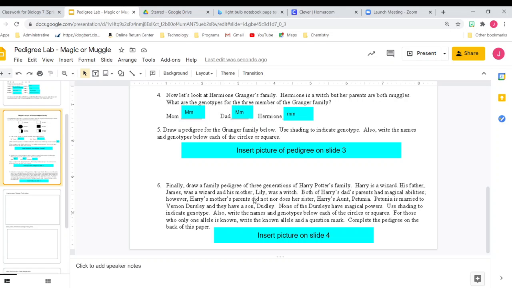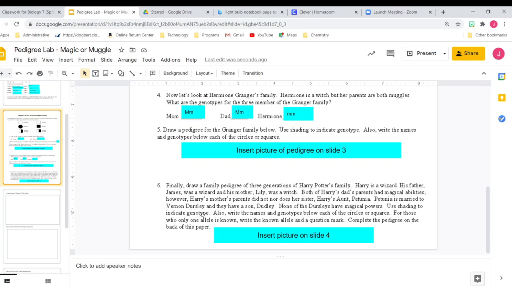However, Harry's mother's parents did not, nor does her sister, Harry's Aunt Petunia. So Harry's mother had a sister, Petunia, and their parents did not have powers. Petunia is married to Vernon Dursley, and they have a son, Dudley, who is Harry's cousin. None of the Dursleys have magical powers. So his Aunt Petunia and Uncle Vernon and Dudley do not have powers.